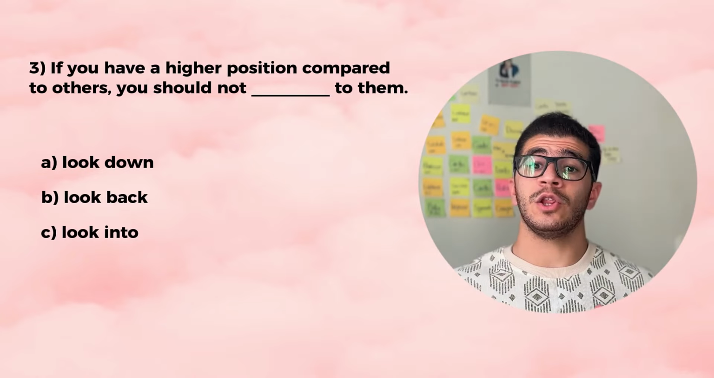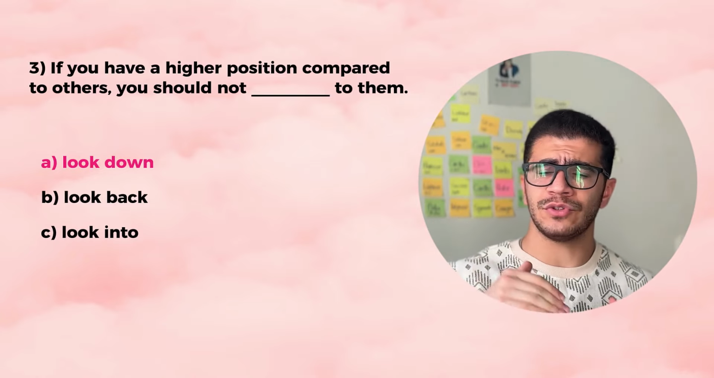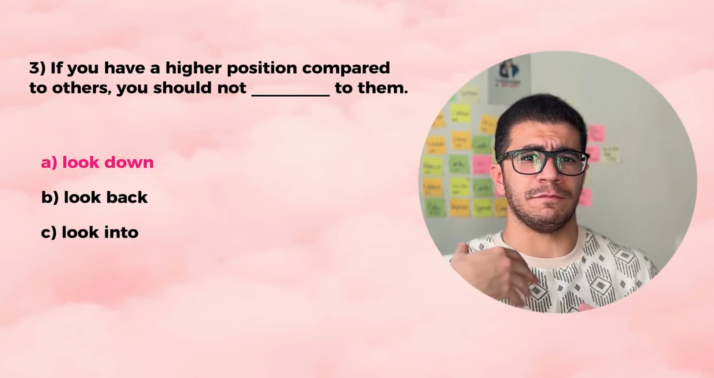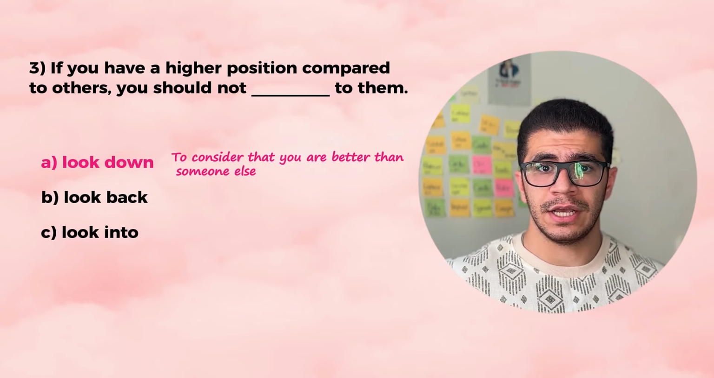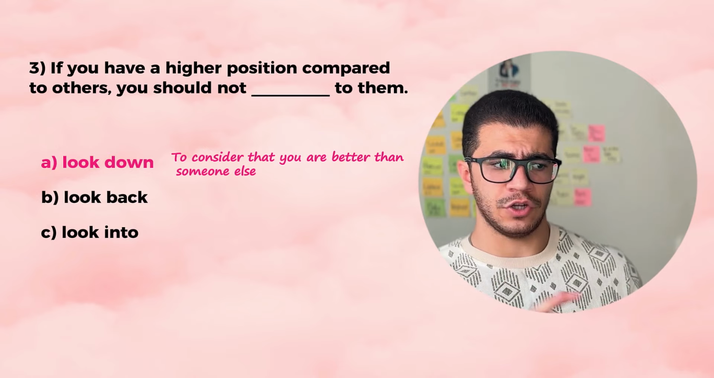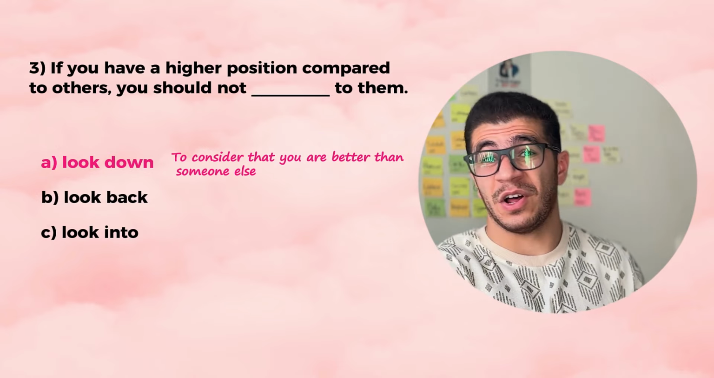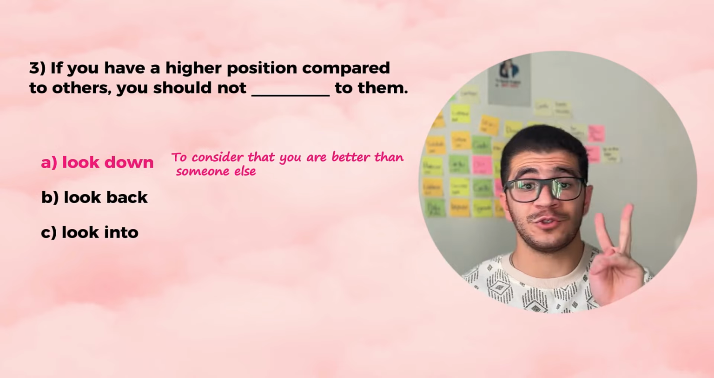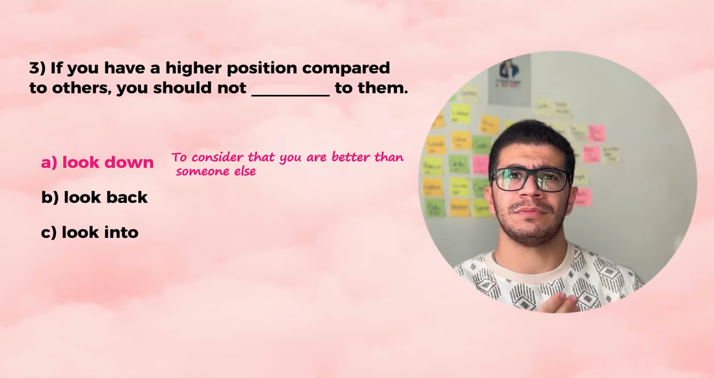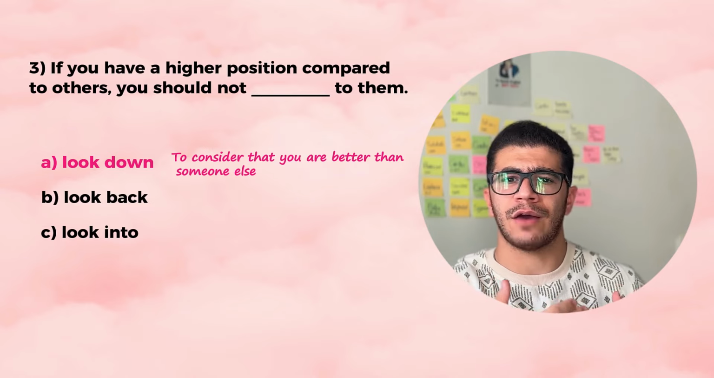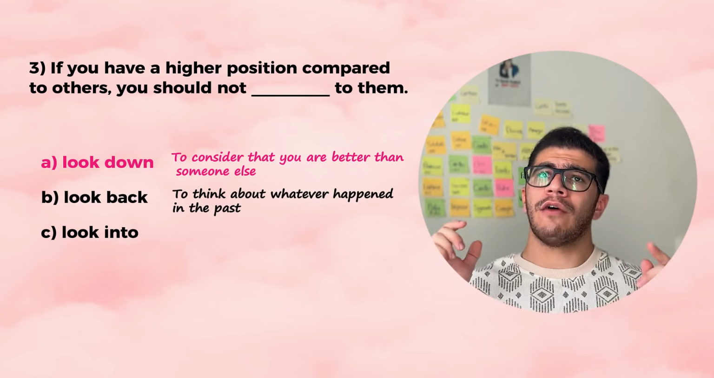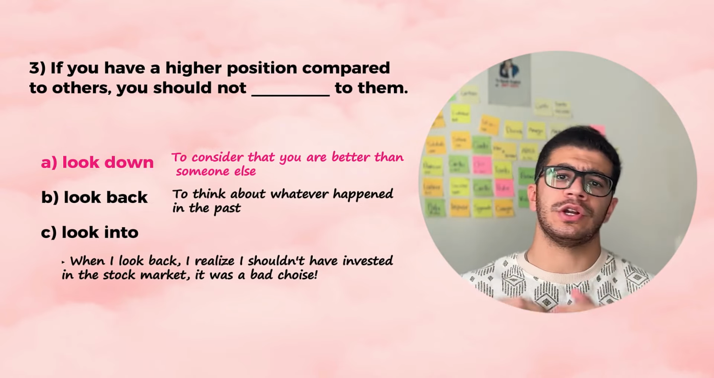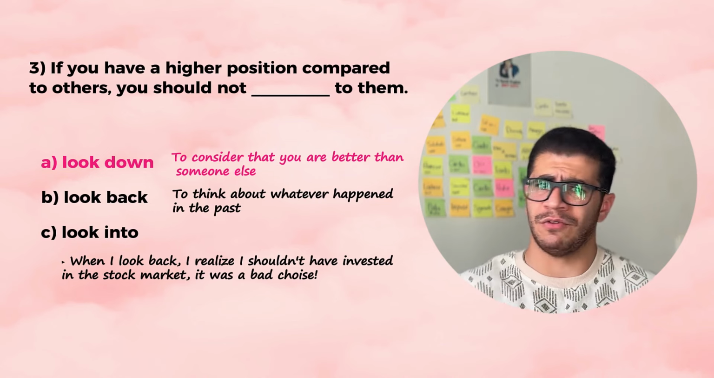Alright, it's definitely look down to them, because when you look down to other people, it means you consider yourself better or of a higher position, of better abilities and talents, and you are somehow arrogant. So you would look down to other people, and it's not good. Okay, the other two choices and why they were incorrect. Look back and look into. Look back simply refers to the process of thinking about whatever happened in the past, whatever happened in your life. For example, when I look back, I realize I shouldn't have invested in the stock market. It was a bad choice.